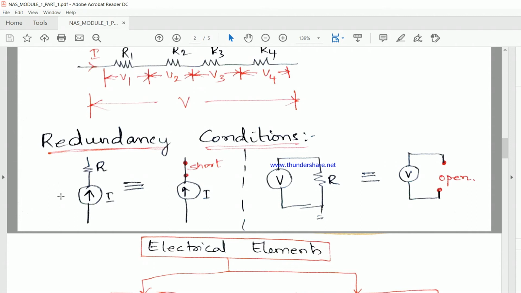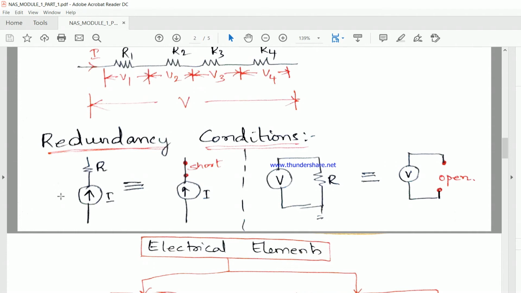So whenever you find a resistance of any value which is in series with the current source, you are going to remove that resistance and short it. That is what we do to simplify the electrical network in the simplest way.